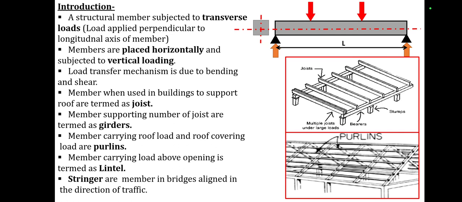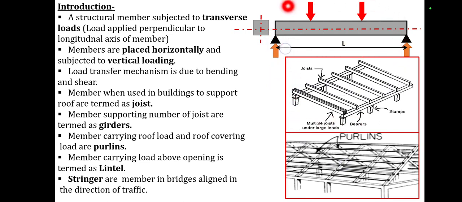In today's lecture, we will be learning regarding the laterally supported and unsupported beams. First of all, let us learn what is meant by a beam. A beam is nothing but a structural member subjected to transverse loading, that is, the load applied perpendicular to the longitudinal axis of a member. These members are placed horizontally and subjected to vertical loading. The load transmission mechanism is due to bending and shear, hence the element is called a beam element.